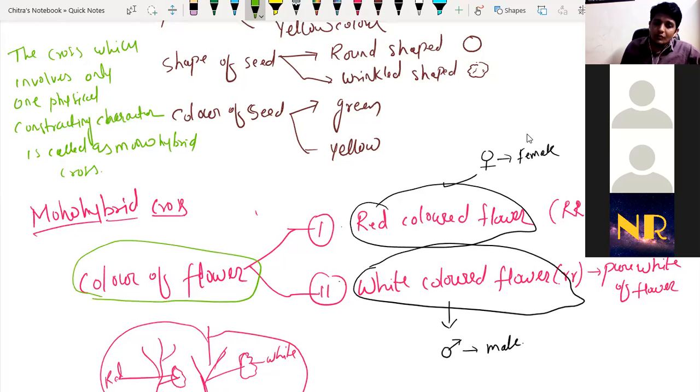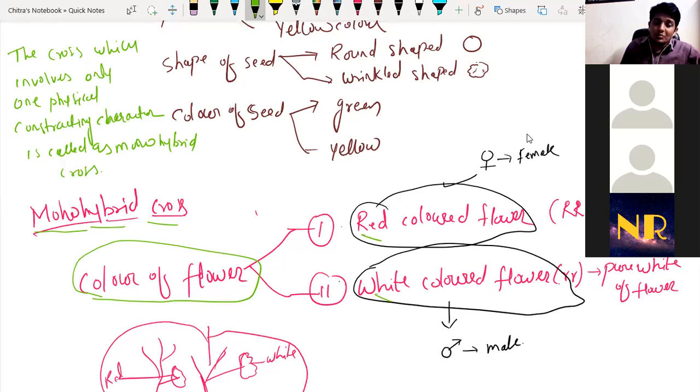Which is the color of the flower. So there are two colors, but the character is the same. What is it? Color of the flower. Maybe they have red color and white color, but these are not two different characters. It is the same character, the color of the flower. So that's why it is called a monohybrid cross by Mendel.